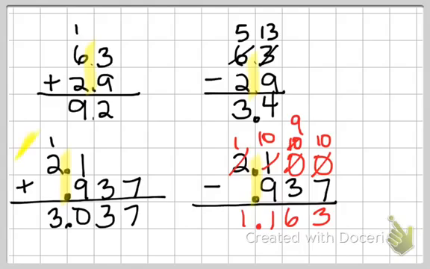Down here at this example, you have 2 and 1 tenths plus 937 thousandths. Again, you have to make sure everything's lined up properly. You can see from the adding that you have 3 and 37 thousandths.